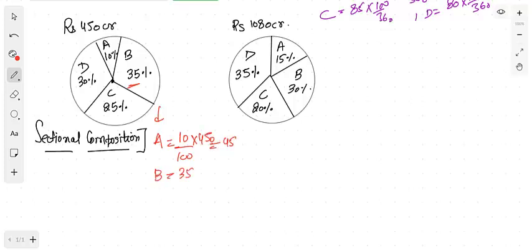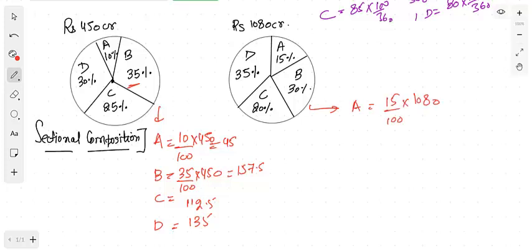Similarly, B will be 35% of 450, so its value is 157.5. For C, you can calculate 112.5, and for D, it will be 125. D will be 30% of 450. Similarly, in the other case, you can calculate A's composition as 15% of the total, which is not 450 but 1080 here, and then this will be 162. For B, you can calculate it as 324. For C it is 216, and for D it will be 378.